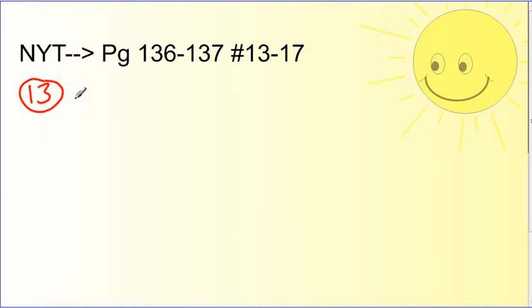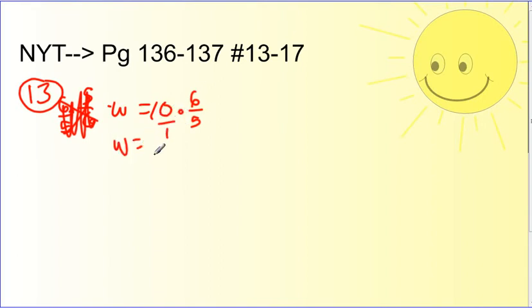Okay. Number 13 says 5/6 W equals 10. Now, this is a fraction problem, so the way we're going to get rid of the fractions is by multiplying by the reciprocal so that everything cancels out. So the 6's cancel, the 5 cancels, it's gone. W equals 60 over 5, which when we simplify, let's see, 5 goes into 60 12 times, I believe. 12, 24, 36, 48, 60. Yeah, 12.